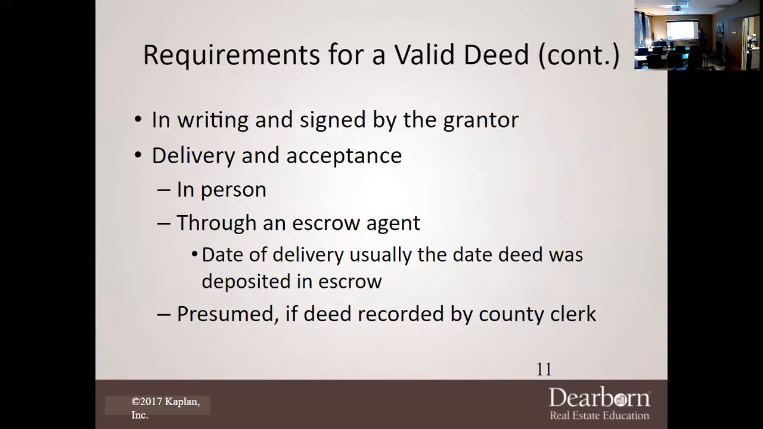In writing and be signed by the grantor, and delivery and acceptance can either be in person, through an escrow agent, which the date of delivery is usually the date the deed was deposited in escrow, or it's presumed if the deed is recorded by the county clerk.